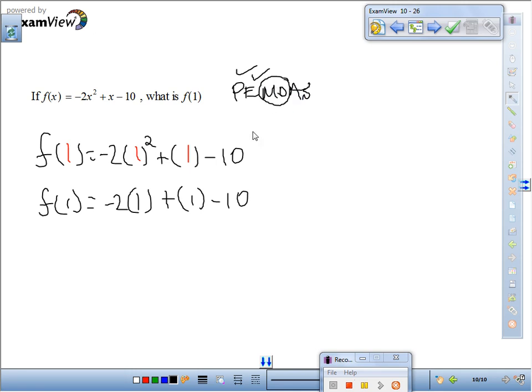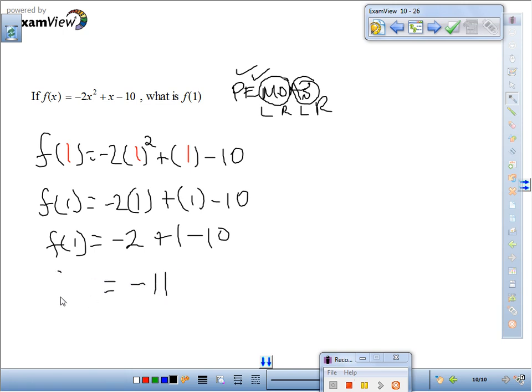Next, do we have multiplication and division? We're going from left to right. So let's see, negative 2 times 1, that's negative 2. Anything else? No, just here, positive times a positive is a positive. Bring everything else down. From there, do we have addition and subtraction? We're going from left to right. What is negative 2 plus 1? Negative 1 minus 10, negative 11. Bring everything else down, and we're done.